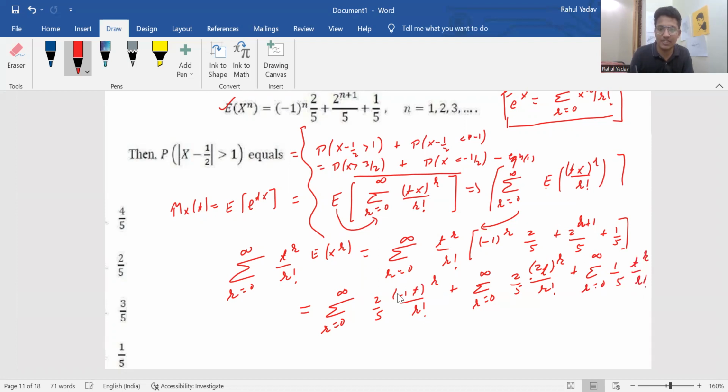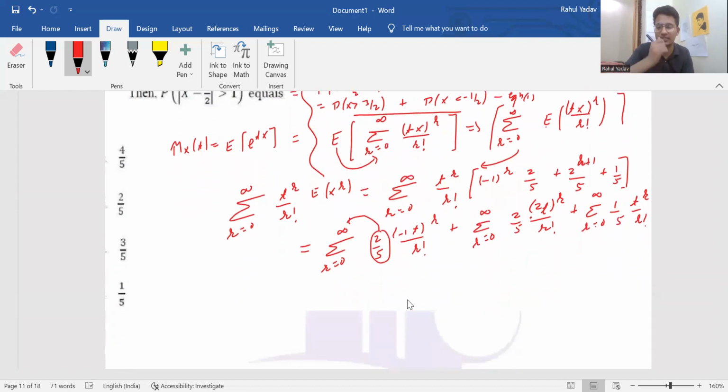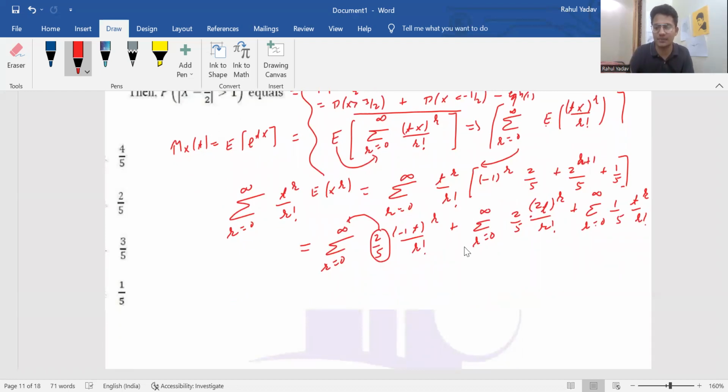If I take out the coefficient, each summation is again a power series expansion of something like e raised to the power something. So the MGF that I'm getting comes out to be 2 by 5 e raised to the power minus t, plus the second term 2 by 5 e raised to the power 2t, and the final term 1 by 5 e raised to the power t.